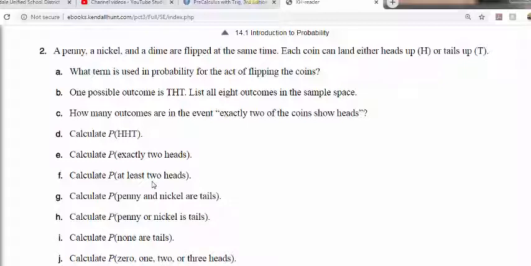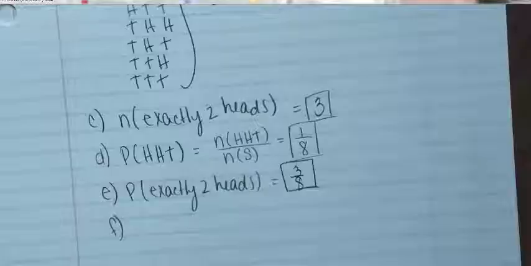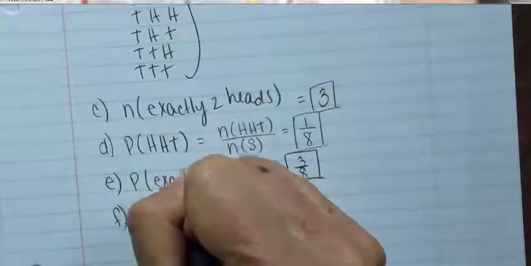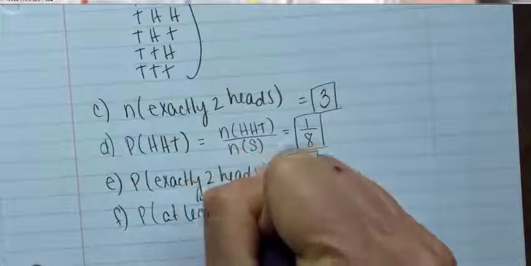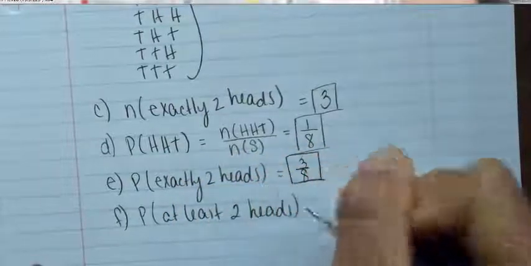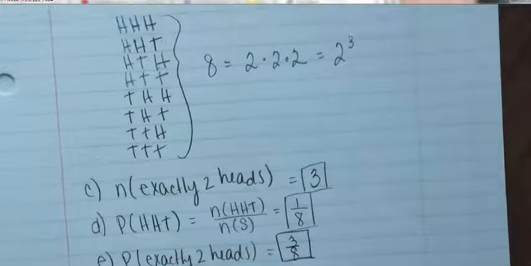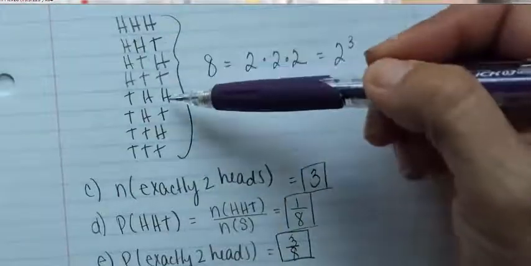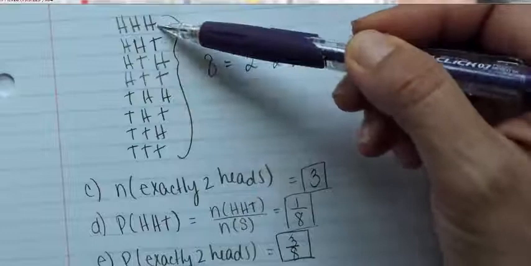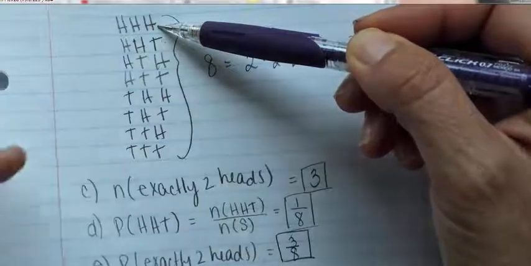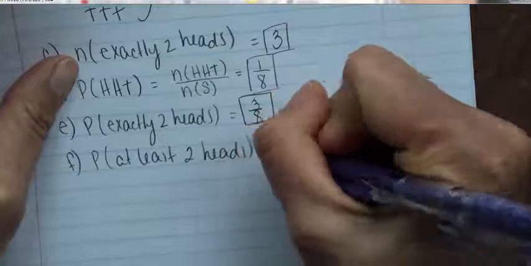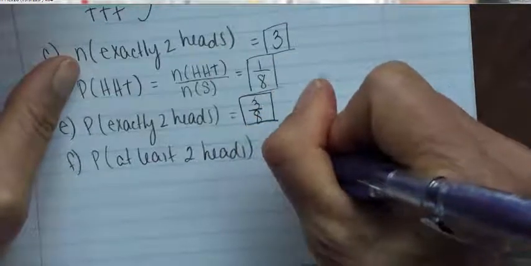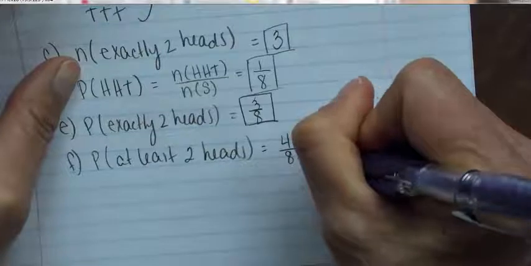Okay, now this one's a little bit different. That was exactly 2; this is at least 2 heads. So you can have 2 heads or you can have 3 heads. F is to calculate the probability of at least 2 heads. I already had 3 that were exactly 2 heads, and then I've got 1 more that's 3 heads. So I think it's 4 out of a total of 8, which is 1/2 or 50%.